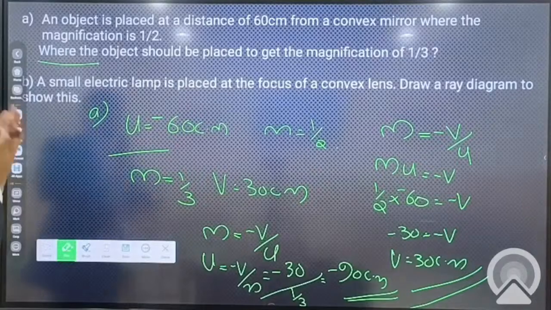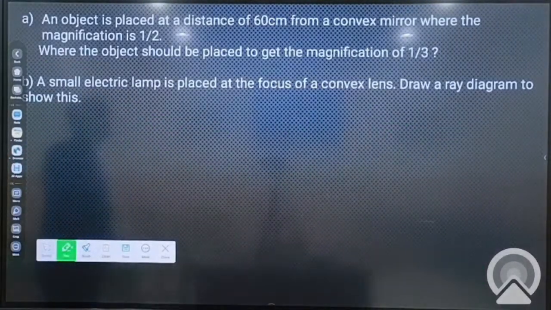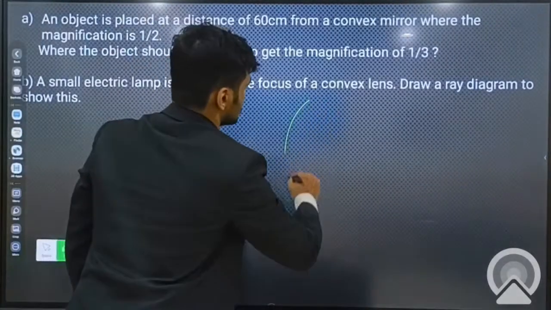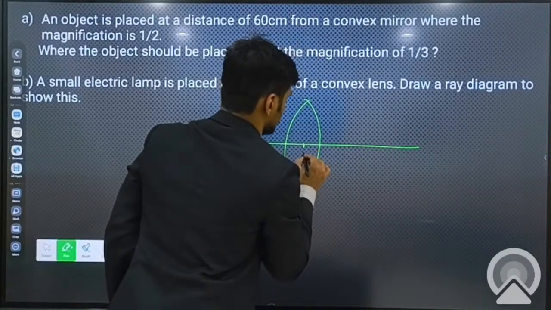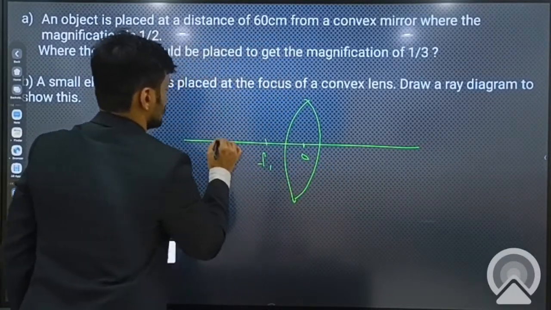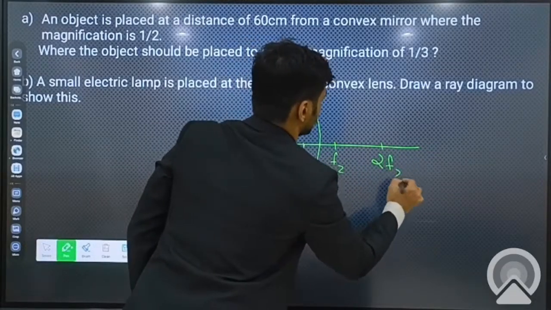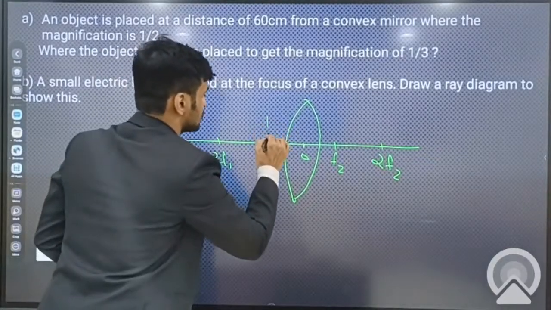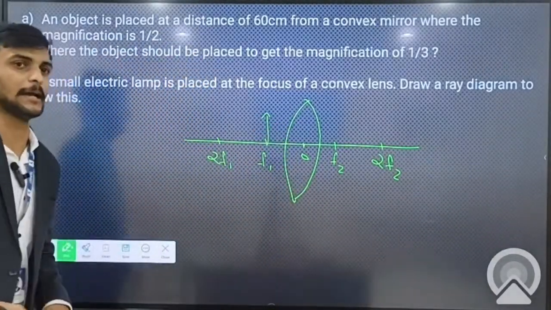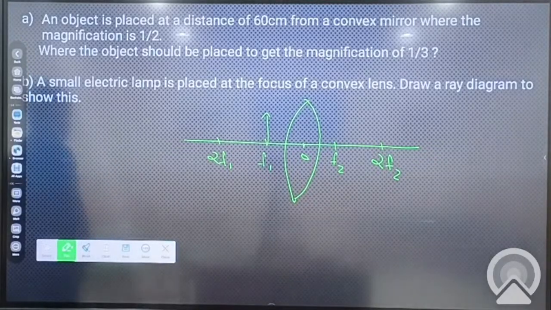Clear? Next question. A small electric lamp is placed at the focus of a convex lens. Draw the ray diagram. So this is the convex lens, and this is the principal axis. This is the origin. This is F1 to F1 and F2 to F2. Now the object is placed at F1. Without drawing, we can say the image will be at infinity, right?